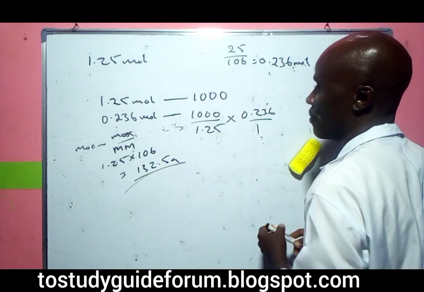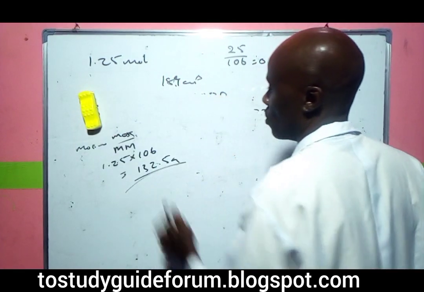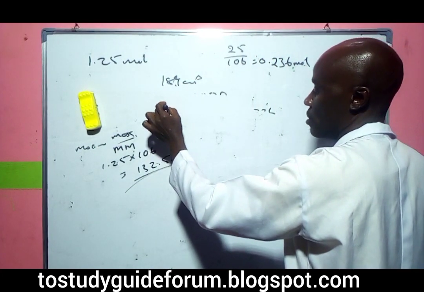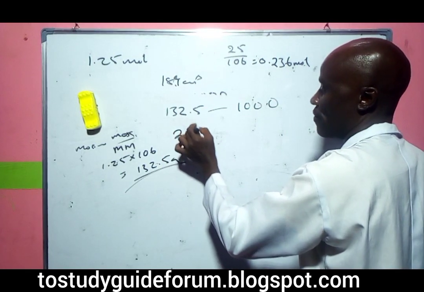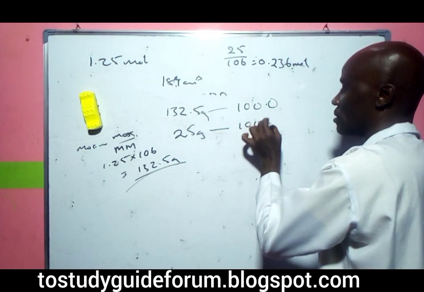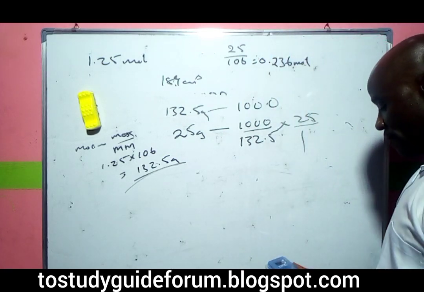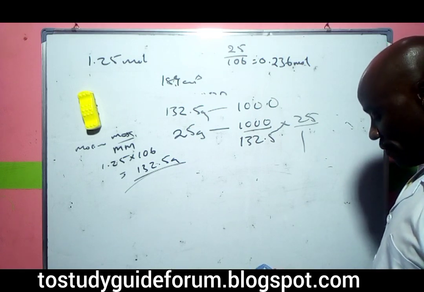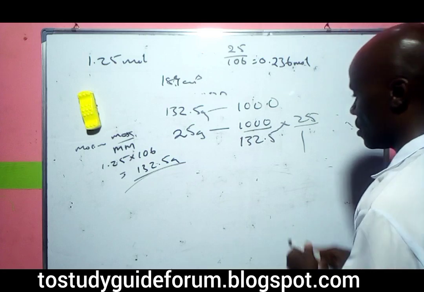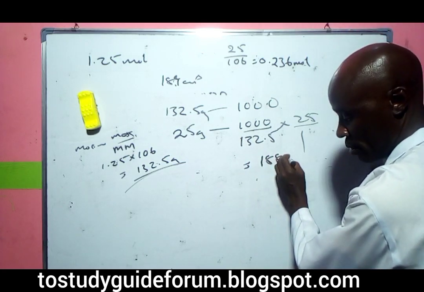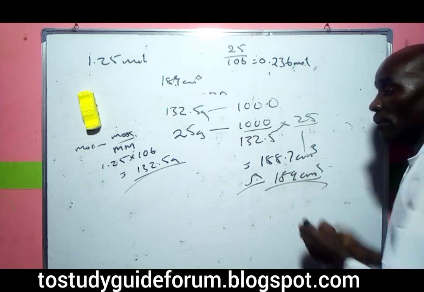So now we're going to solve it with another method. We want to compare them to see which one is okay for you. 132.5 grams is contained in 1000 cm cube. Then 25 grams will be 1000 over 132.5 times 25. That is 1000 times 25 divided by 132.5, which is equal to 188.7 cm cube, approximately 189 cm cube, the same thing.